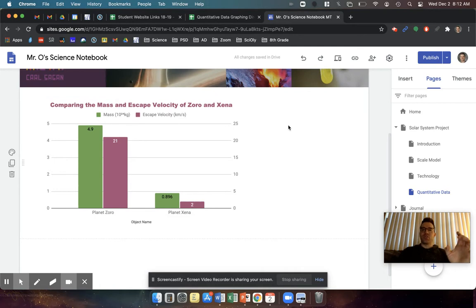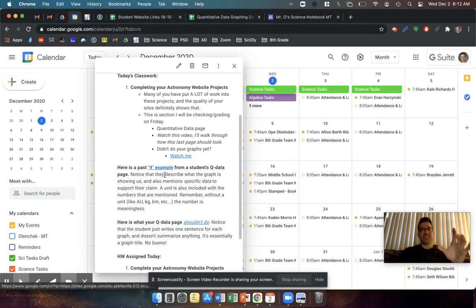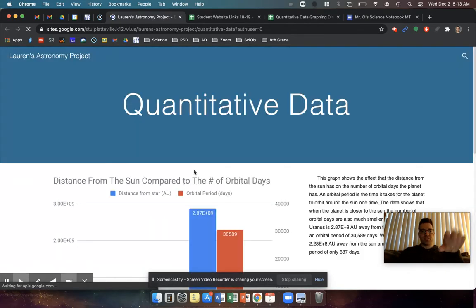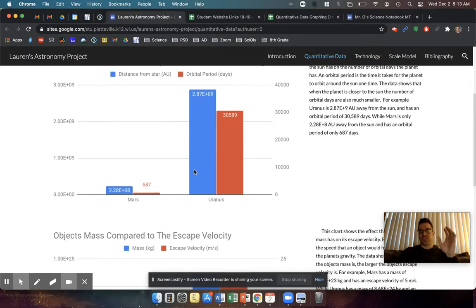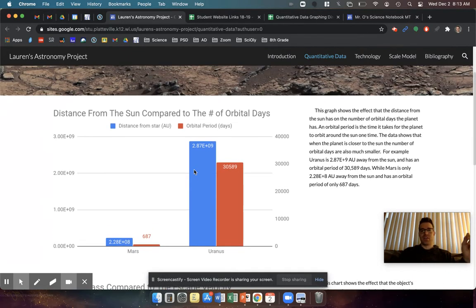The last thing you're going to do is create a brief paragraph summary describing what the graph is. I've included some examples of past QData pages, what they should look like. There is a for example here, and also an example of what a one would be. This is the for example, and don't worry, this particular student did 3 graphs. You just need two graphs. They have this supplementary paragraph that walks me through what this data is showing. Quick summary. It does not have to be multiple paragraphs, but notice that it's not just a sentence.